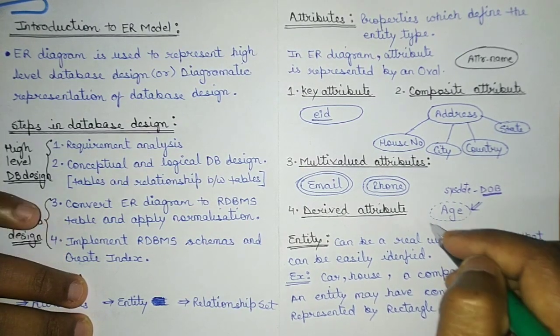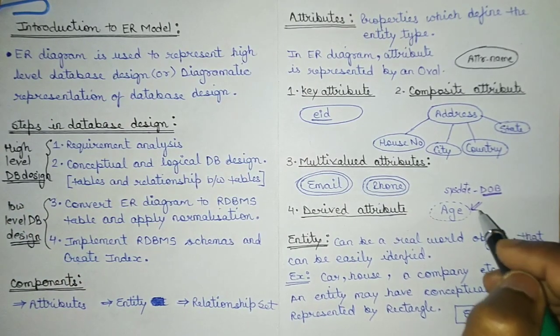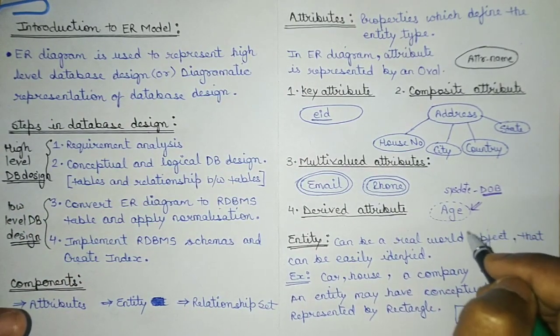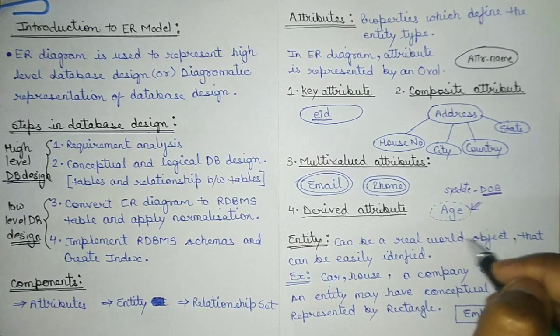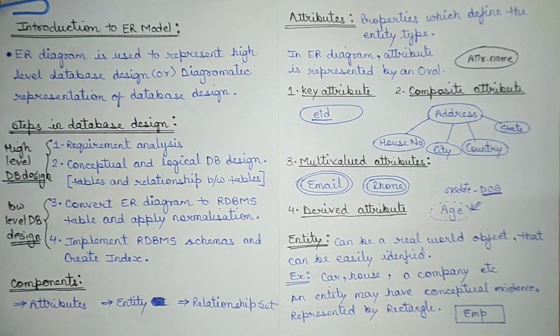That's why this is known as the derived attribute, and it is represented by a dotted oval symbol, right? So this is how we show derived attributes. Next is entity. What is an entity? An entity is a real world object. That means anything which exists in this world and can be easily identified can be treated as an entity. If I talk about a particular product like a bottle or a mobile, that is an entity.